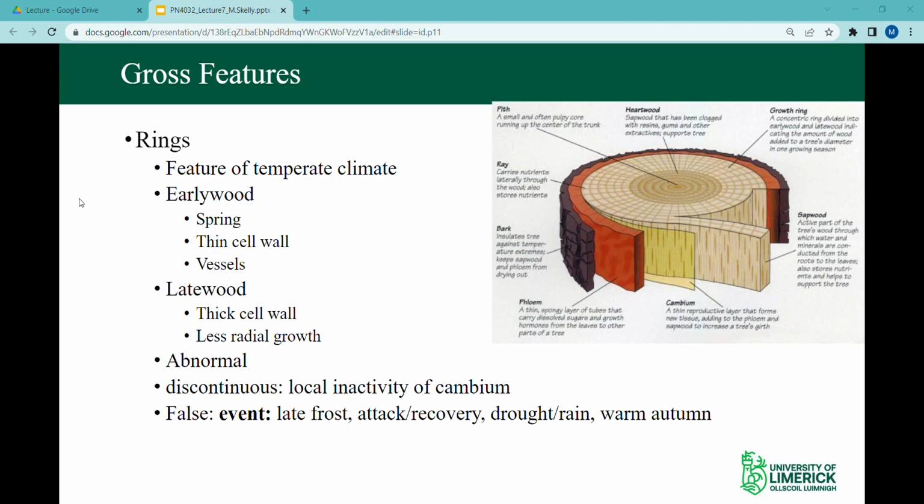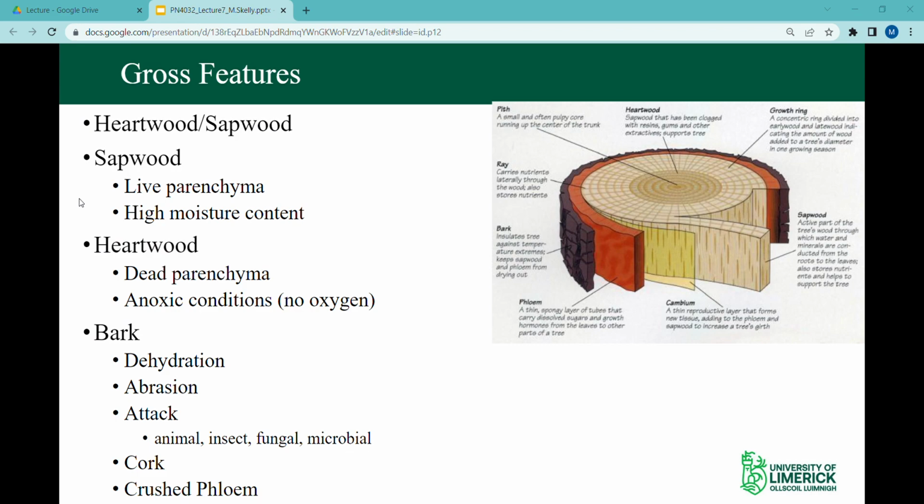We're also going to be looking at things that are called abnormal features of trees. We're looking at discontinuous areas like local inactivity of the cambium layer. So that's talking about maybe a damaged branch which has created a dead knot within the tree, so it's not working. And then we're going to be talking a little bit about events that could affect the tree's growth. So things that might actually affect the growth of a tree: a late frost, attack and recovery, drought, rain, warm autumns. So how do these different things affect how a tree is going to grow for us, and how it affects the cell structure as well?